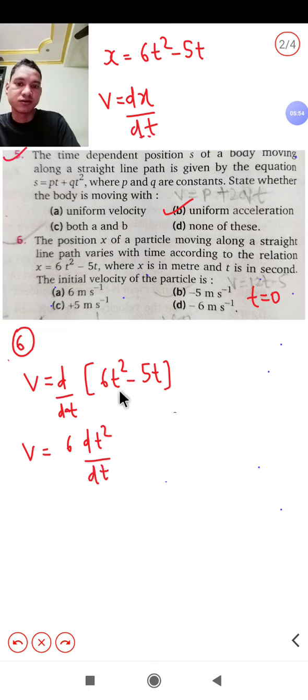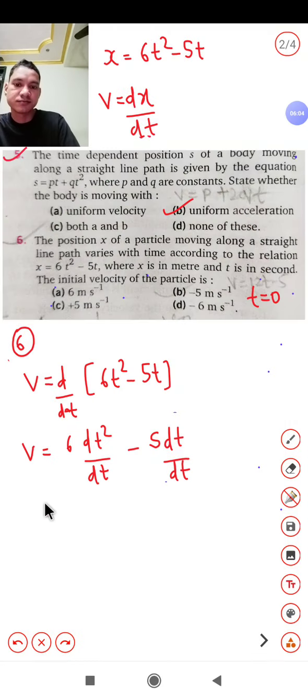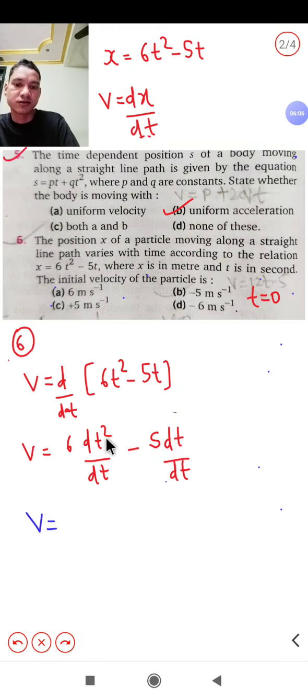Let me differentiate t square. 5 is constant. T will get differentiated with respect to time. Okay, this 2 will come in front. 6 into 2 and its power will reduce by 1, so only 1 t will remain here and this will become 1. Alright, so the equation is 12t minus 5.